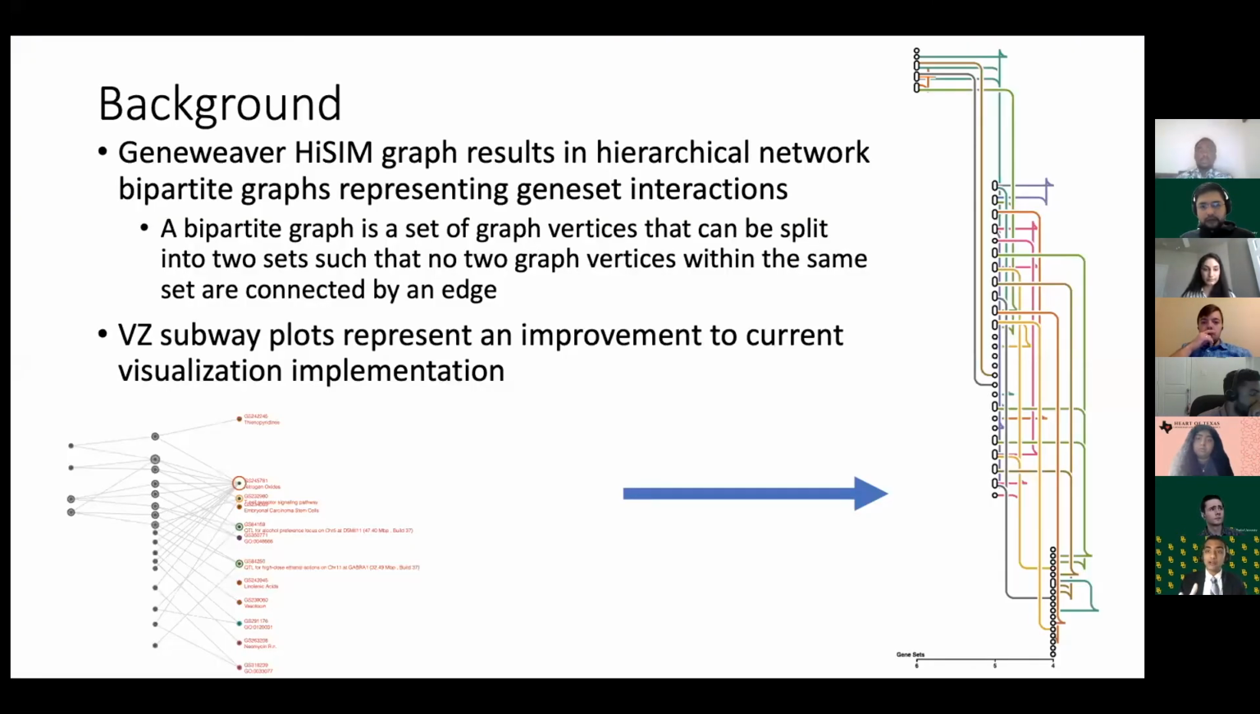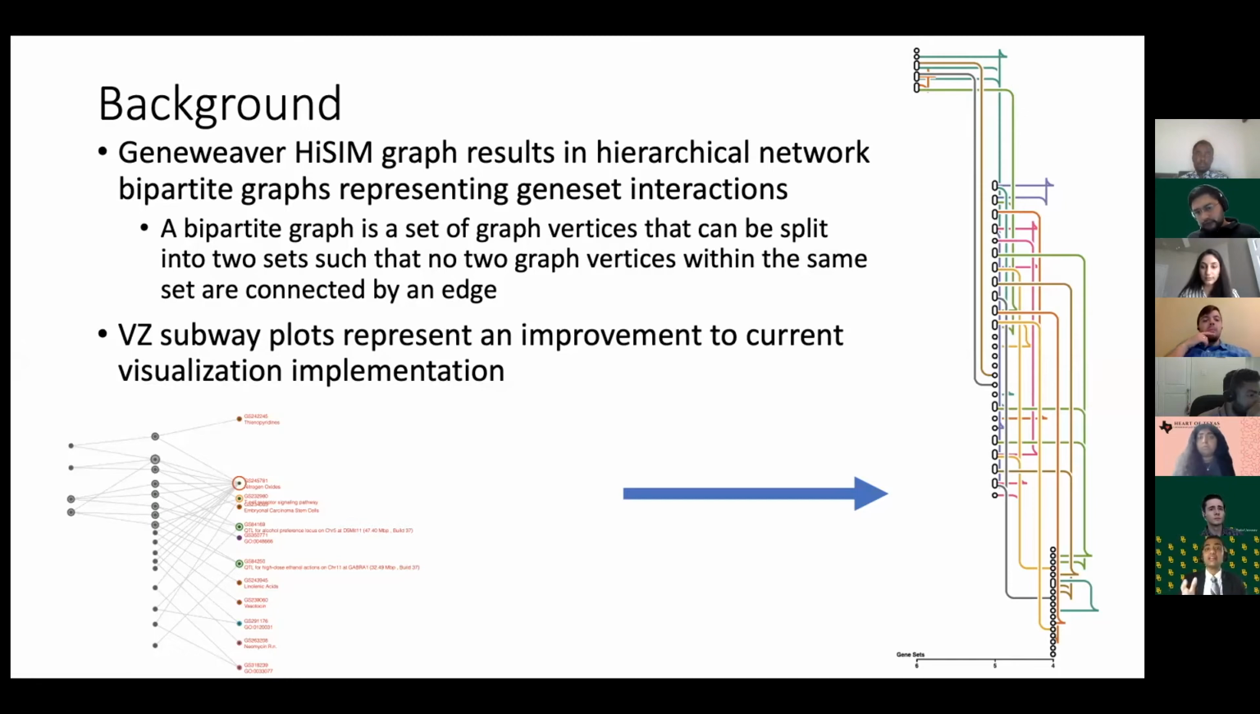A little bit of background about the HiSim graph, or hierarchical similarity graph, is that it results in a hierarchical network of bipartite graphs representing gene set interactions. Just for those who are unfamiliar with bipartite graphs, a bipartite graph is a set of graph vertices that can be split into two sets such that no two graph vertices within the same set are connected by an edge.